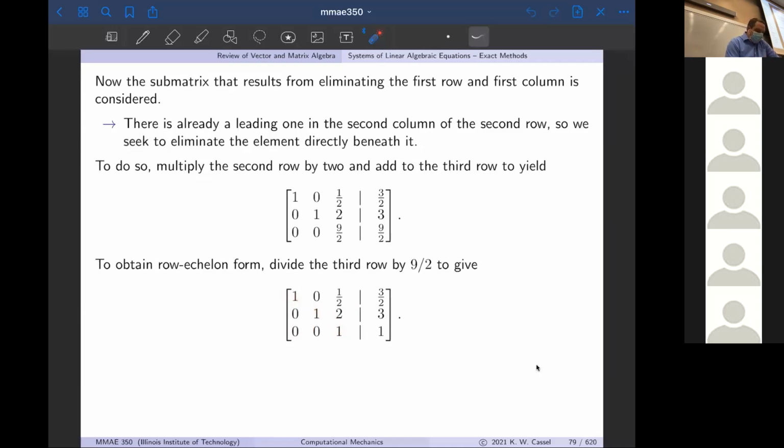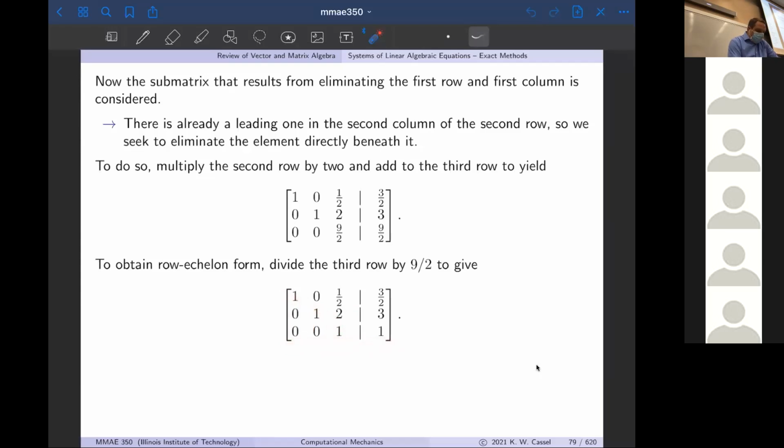We'll go through the steps. And then look what I can do. I can do what's called back substitution, because this last equation says that 0 times u1 plus 0 times u2 plus 1 times u3 is simply 1. So that says u3 is 1.